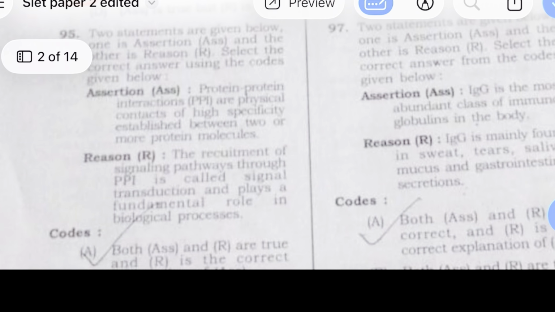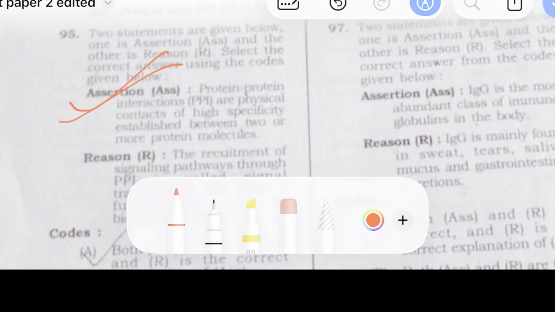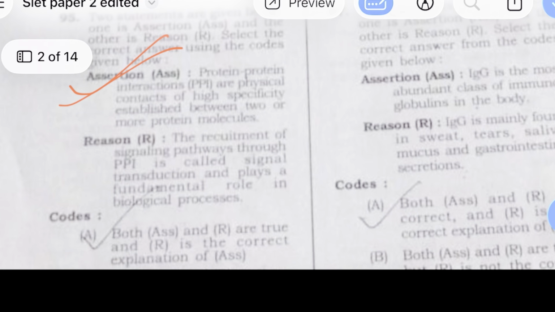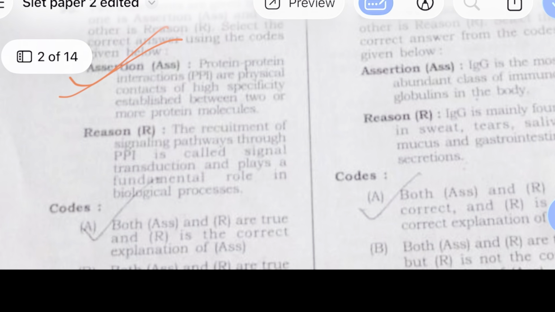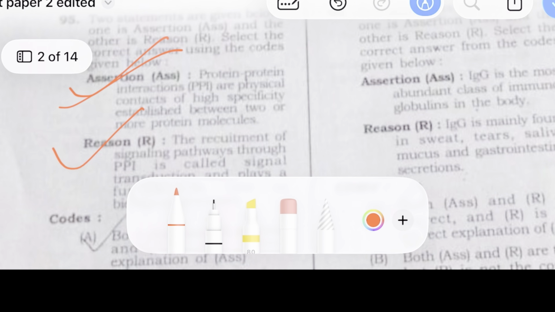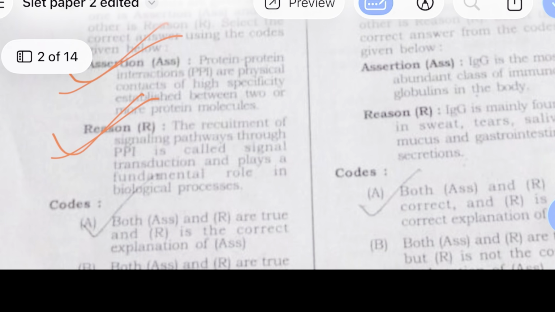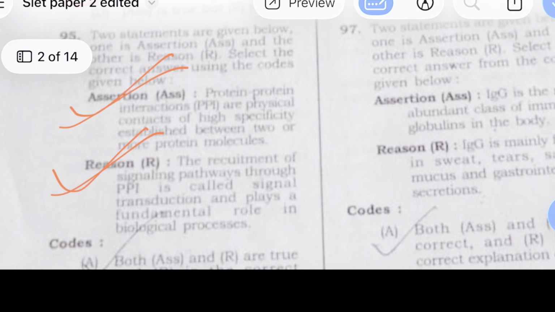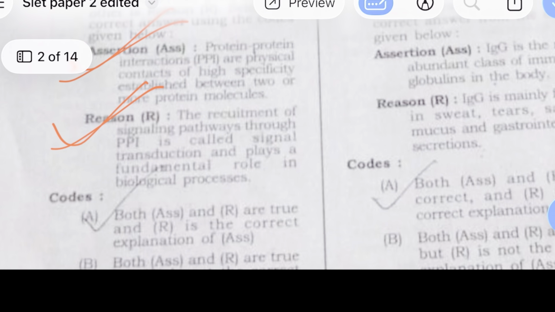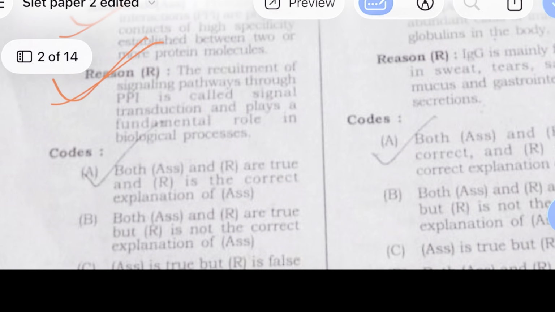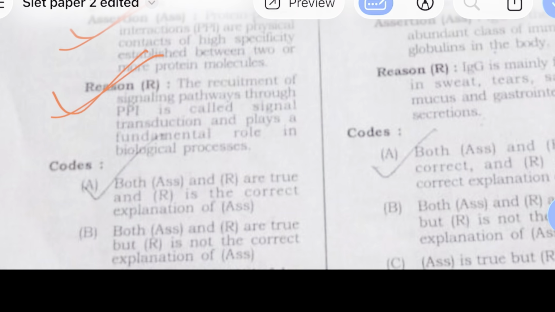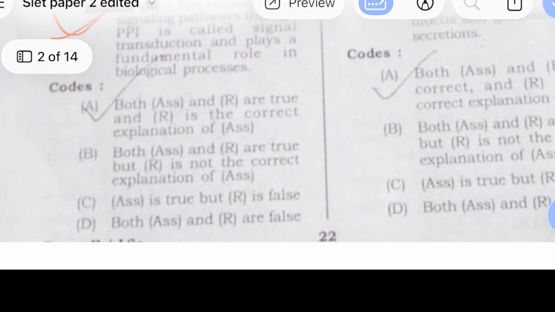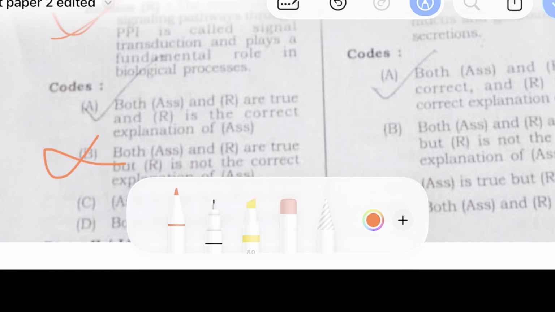Anyway, your next question: protein-protein interactions are physical contacts of high specificity established between two proteins. Yes, it is very true. And the reason is also true, because it is saying that protein-protein interaction is required for signal transduction or cell signaling. It is also true, but reason is not the correct explanation of assertion. Option B will be correct. Why is reason not the correct explanation? Because in assertion, we are not seeing anything related to cell signaling or signal transduction. Both statements are true, but they are not interlinked. Option B will be your correct option.